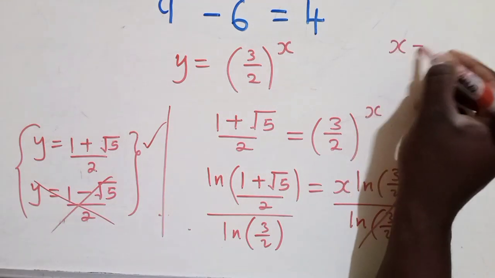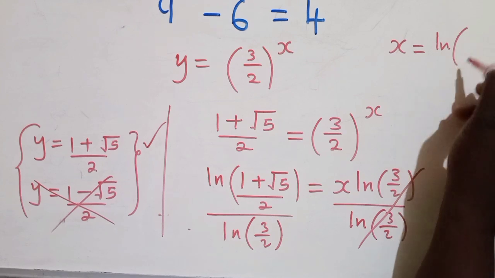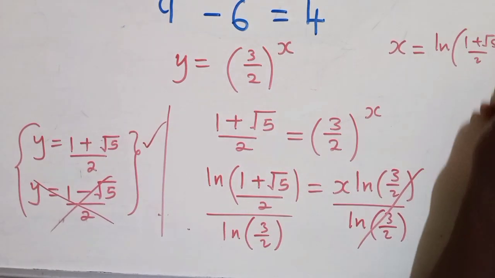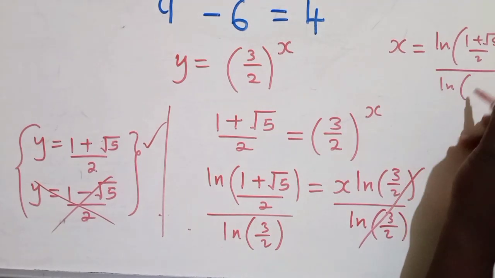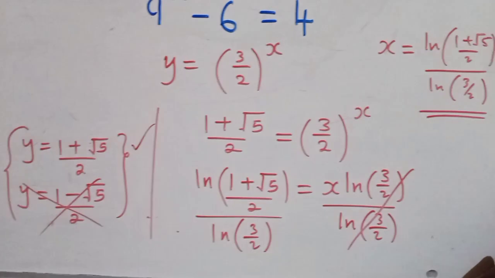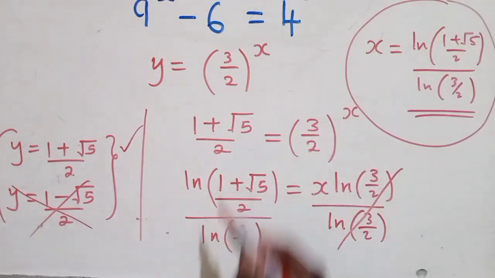Our x value will be ln of (1 plus root 5) over 2, over ln of 3 over 2. So this is our solution. This is the answer that we've gotten right here. Our answer is over here.